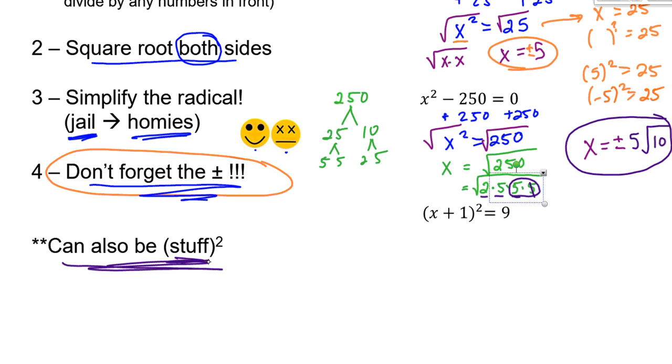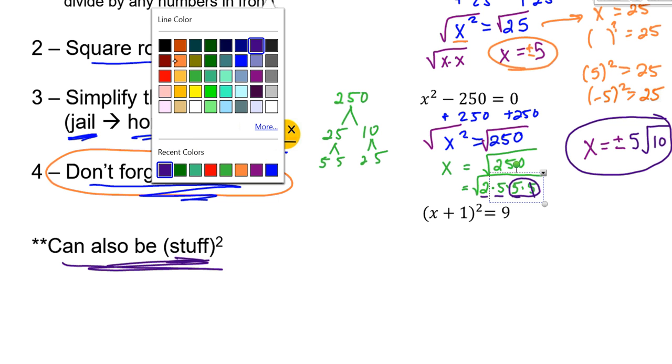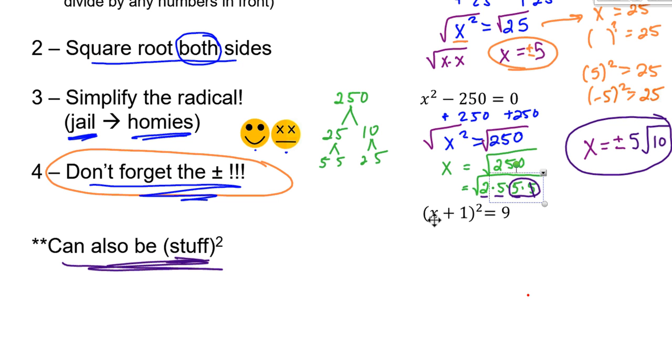All right, now it can also be stuff squared. It doesn't necessarily have to be just the x that's squared. It can sometimes look like this next example right here. So I've got x plus 1 squared. Now if it was just x squared equals 9, we would have square rooted both sides and got that this side equals plus or minus, right? Because we're not forgetting our plus or minus 3. That's what the square root of 9 is, right? But it's not just x squared underneath there.